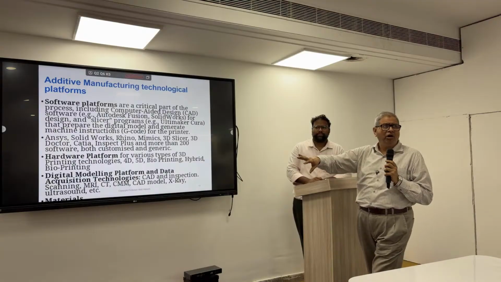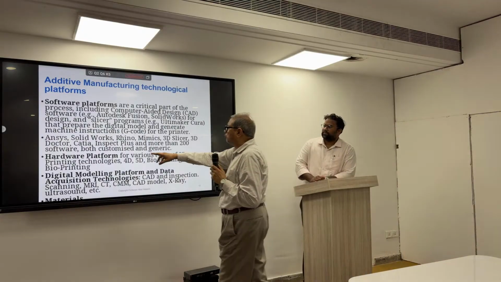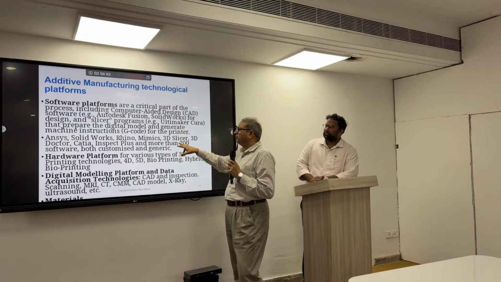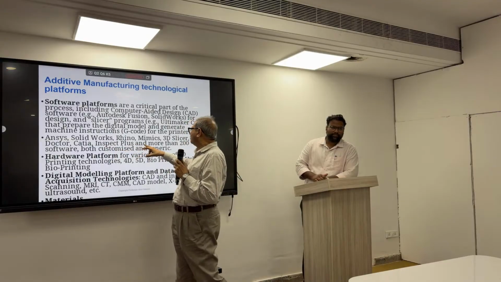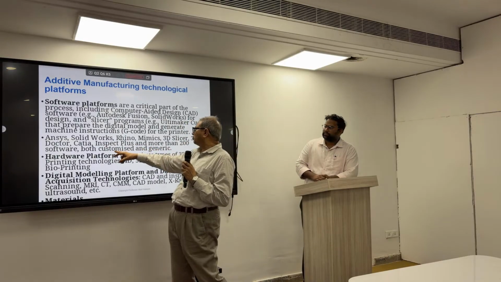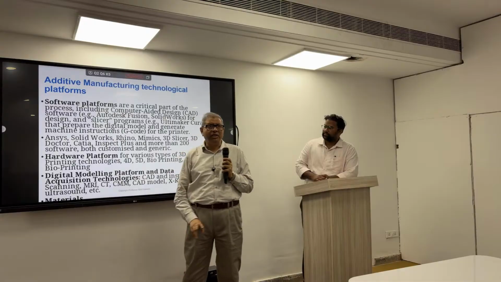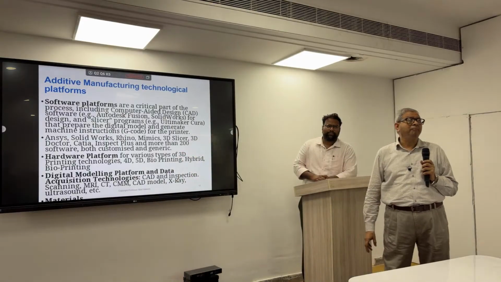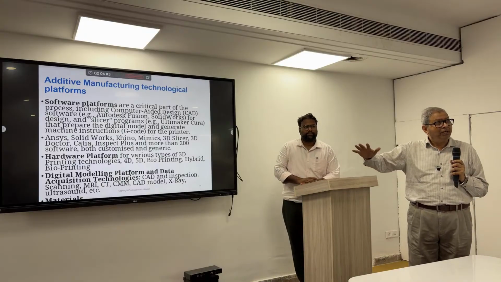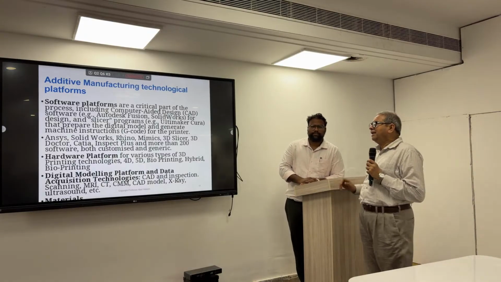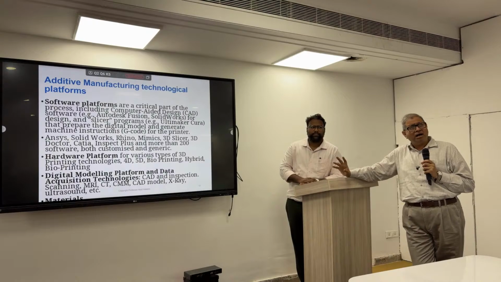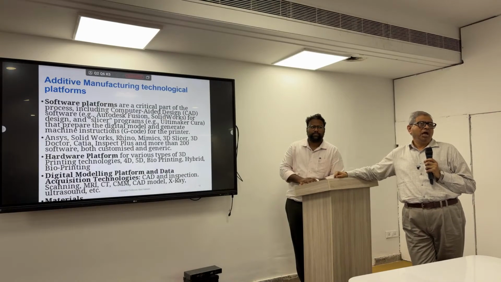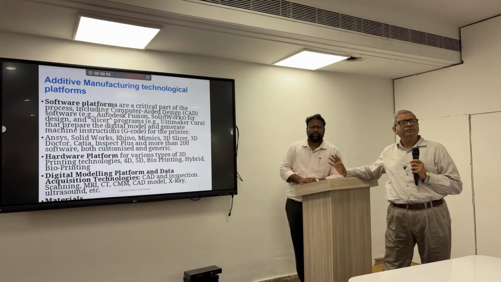Then you see all these have ANSYS, SolidWorks, Rhino, Mimics, 3D Slicer, CATIA, Inspect Plus, and more than 200 software, both customized and generic. They are there to support your additive manufacturing platform. ये technological platform है. Then you have hardware. अब hardware में आपका printer आता है. You have 3D printer, 4D printer, 5D printer. That is hardware.